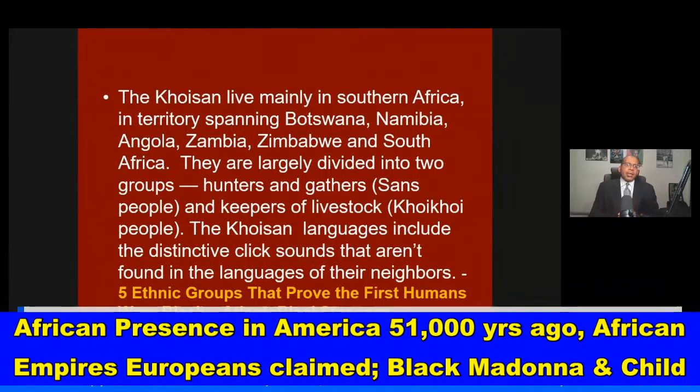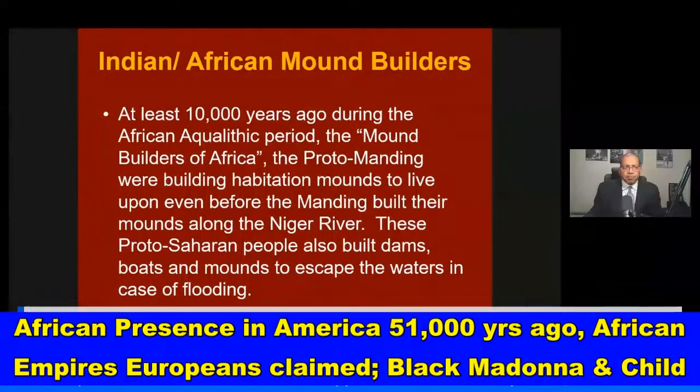Now, the Khoisan live mainly in southern Africa in territories spanning Botswana, Namibia, Angola, Zambia, Zimbabwe, and South Africa. They are largely divided into two groups: hunters and gatherers, known as the San people, and keepers of the livestock, known as the Khoi Khoi. The Khoisan languages include the distinctive click sounds that aren't found in the languages of their neighbors. There's a good article from AtlantaBlackStar.com called 5 Ethnic Groups That Prove the First Humans Were Black.